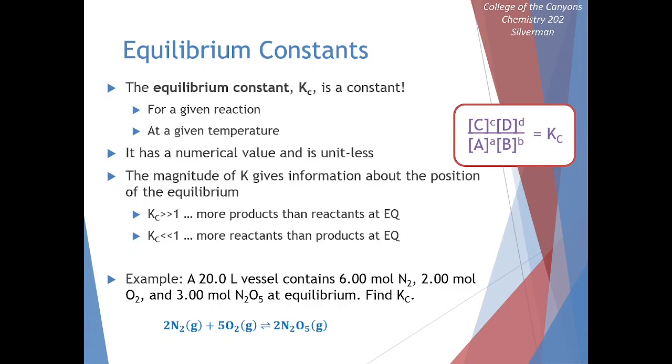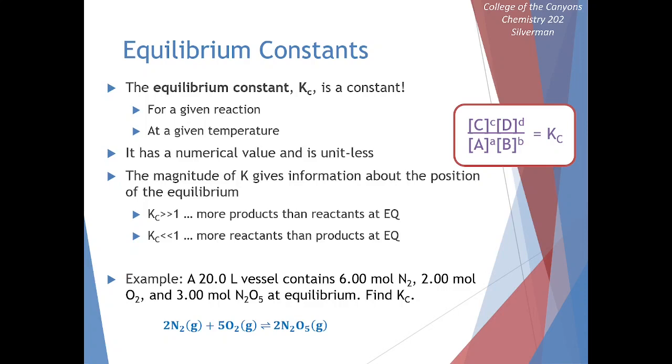All right, that is our law of mass action. That is our equilibrium constant. The equilibrium constant, as the name implies, is a constant for a given reaction at a given temperature. It has a numerical value, and since it is a ratio of molarities, it is going to be unitless.